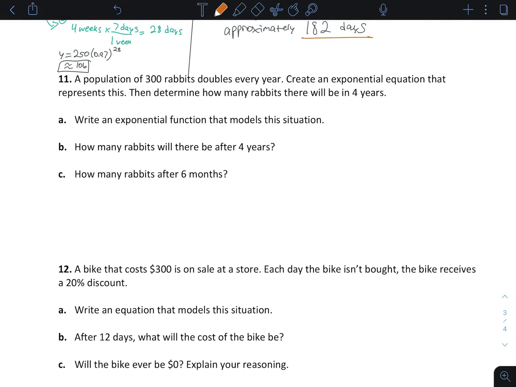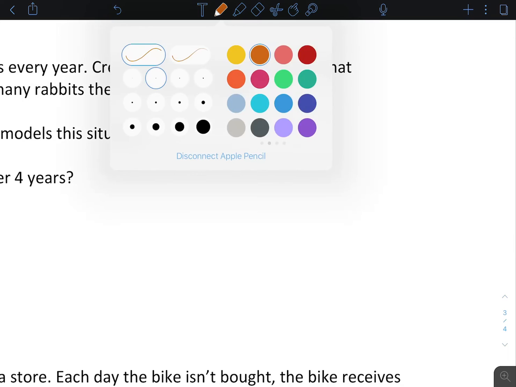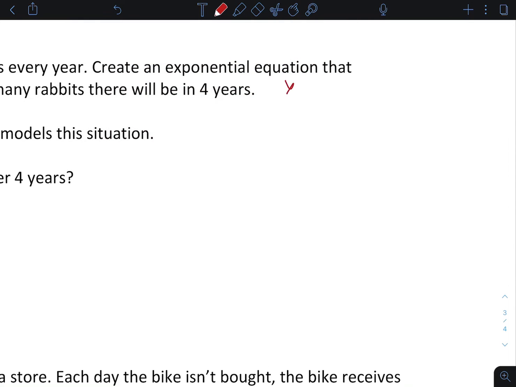Last two, population of 300 rabbits doubles every year. Let's see, is it a growth or decay? If it's doubling, it's increasing. That means it must be a growth. So write out your base equation for growth, usually this color. Y equals A. In this case, actually, I'm going to switch it up on y'all. I'm going to use B.